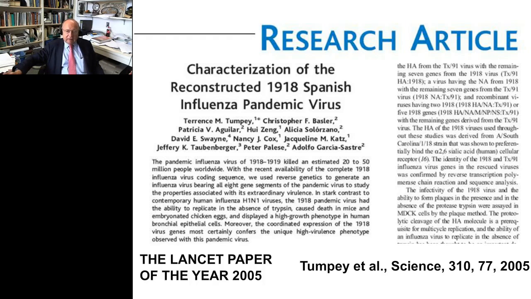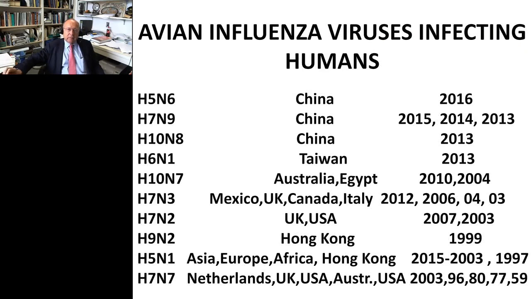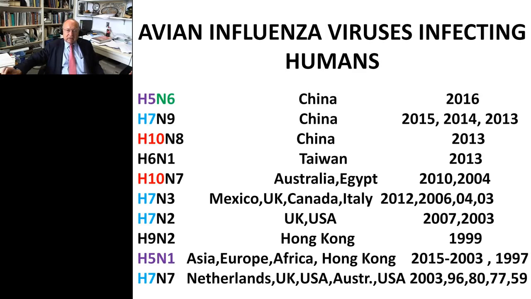Now, we have talked about the different influenza viruses which infect humans. Again, we have only H1, H2, and H3. But there are other viruses, particularly those which come from birds, avian influenza viruses, and they have been shown to actually occasionally infect humans. And so we have, for example, if we look here, H5N6, in 2016 in China, this virus H5N6 was identified in China, and we have also, for example, an H5N1, which is shown here. This was a famous bird virus.